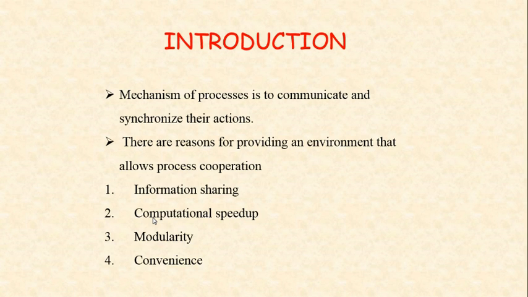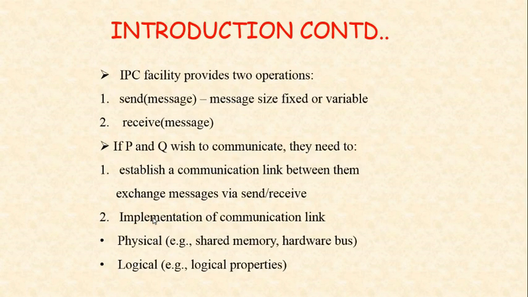Since several users may be interested in the same piece of information, an environment to allow concurrent access to such information must be provided. The next reason is computational speed up. If we want a particular task to run faster, we must break it into subtasks, each of which will execute in parallel with the others. Such speed up can be achieved only if the computer has multiple processing elements. The third reason is modularity, which is needed for dividing the system functions into separate processes or threads, and finally for the convenience of use.